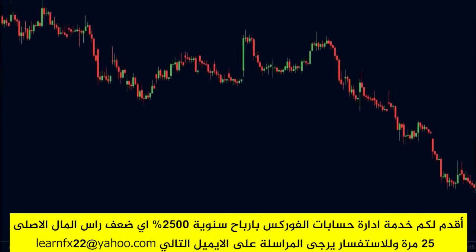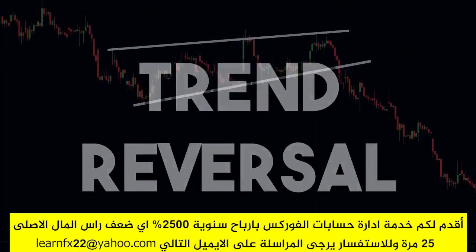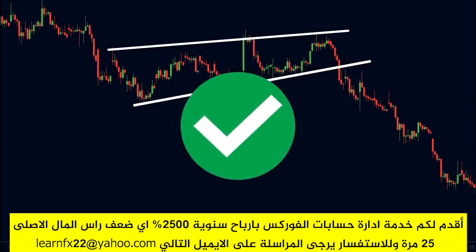By definition, a wedge pattern is formed by creating two converging lines that connect the highs and lows of the price respectively. The main characteristic of the wedge pattern is that the distance between the upper and lower boundary keeps on decreasing as new candles are formed. Unlike the flag pattern, the wedge pattern indicates a trend reversal. And let me tell you that wedge patterns are one of the most successful ways of identifying a reversal.